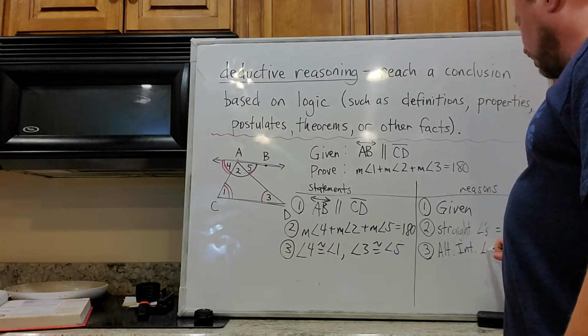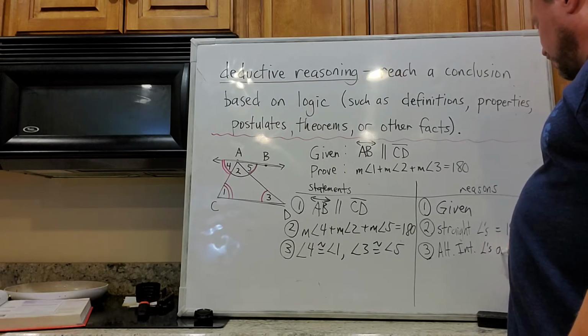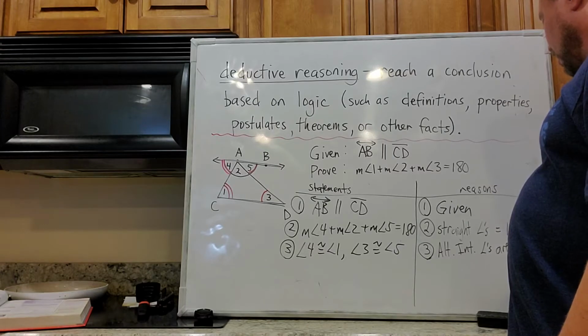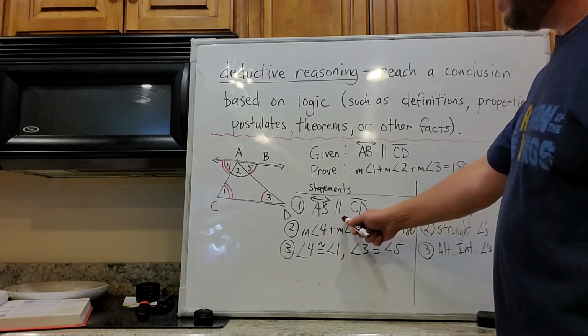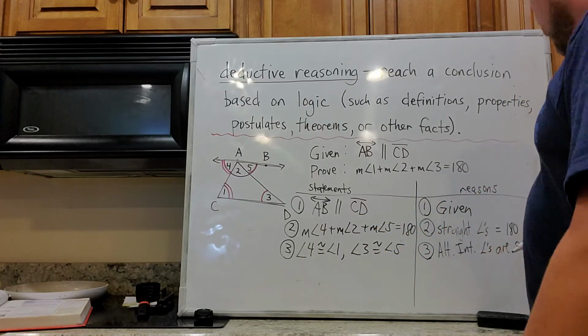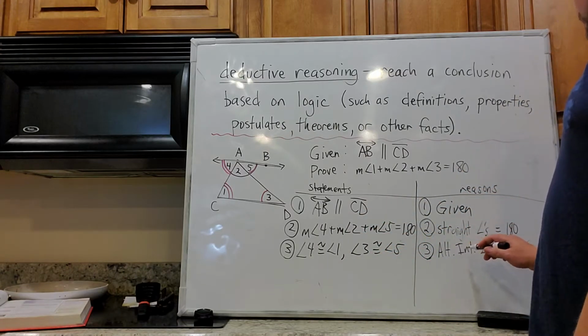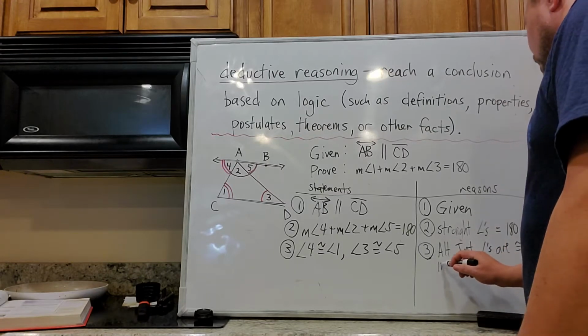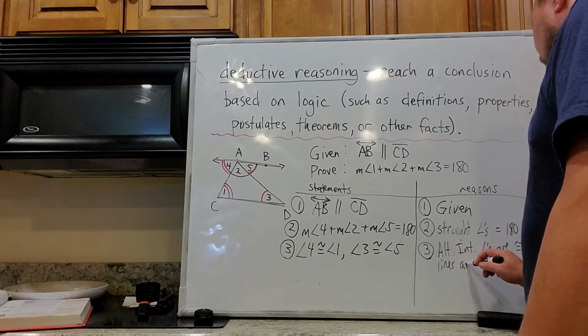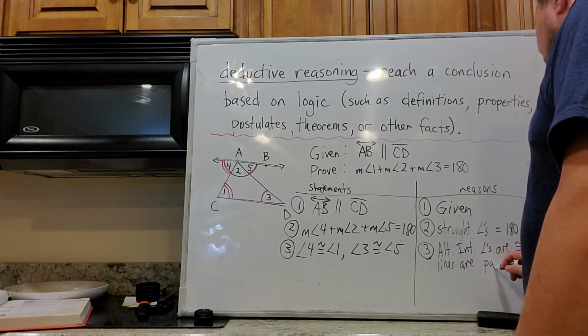So over here for my reason, I'm going to mention that I knew that alternate interior angles are congruent, and I probably should say when lines are parallel, because the lines did have to be parallel for that to work. But alternate interior angles are congruent when lines are parallel.